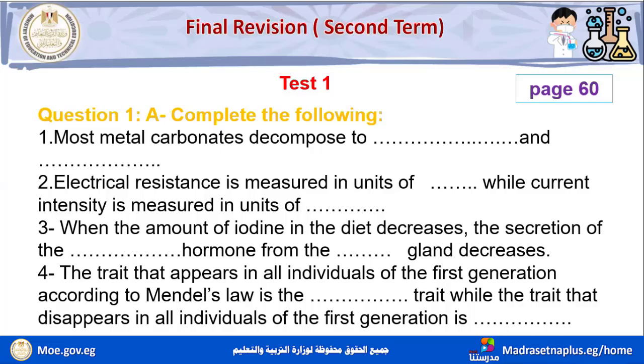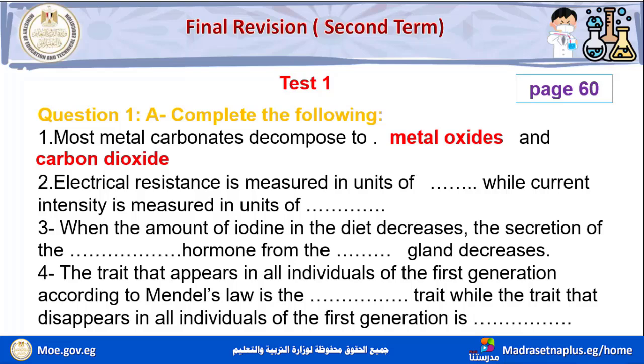Today we are solving Test 1 and Test 2 from the Performances and Assessments book. Okay. Test 1, page number 60, question number 1. Letter A, complete the following. Number 1, must metal carbonates decompose to metal oxides and carbon dioxide?